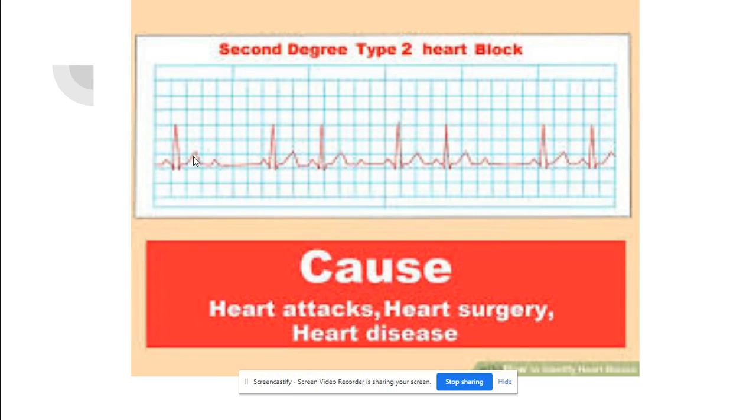Okay, here again, we can see the PRI. That one looks okay. That one looks okay. Looks okay. Looks okay. And then there's a conduction delay there. That can be the result of heart attacks, heart surgery, heart disease, where something is just not right. So you can see here the P wave dropped the QRS. And the P wave dropped the QRS and then tried to go again. And then the P wave dropped the QRS.